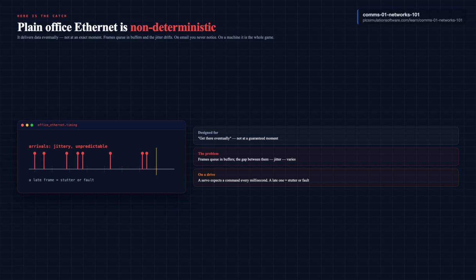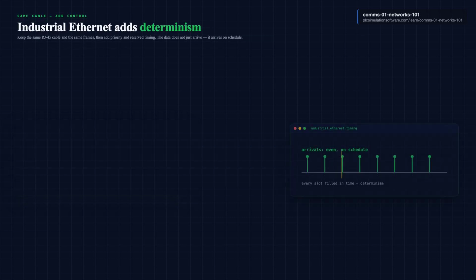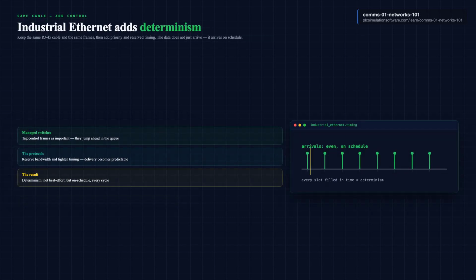So how does industrial Ethernet fix it? It keeps the same cable and the same frames, then adds control. First, managed switches with traffic priority. Control frames get tagged as important, so they jump ahead of ordinary data in the queue. Second, the protocols themselves reserve bandwidth and tighten the timing, so delivery becomes predictable instead of best effort.